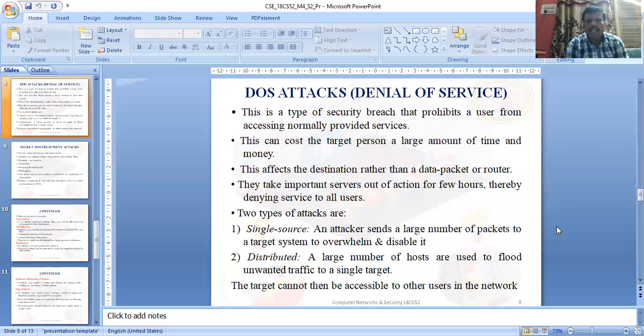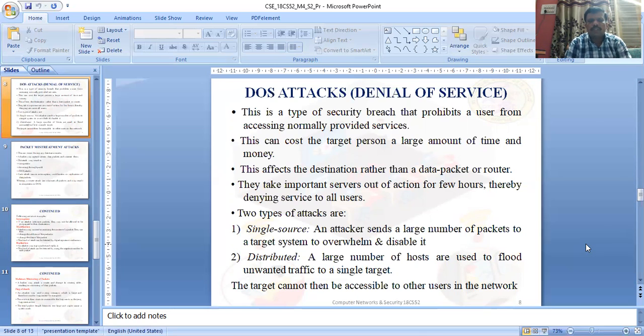Here is DOS attacks, a denial of service. DOS is nothing but denial of service attacks. This is a type of security breach that prohibits a user from accessing normally provided services. This costs the target person a large amount of time and money. This affects the destination rather than the data packet or routers. They take important servers out of action for a few hours, thereby denying services to all users.